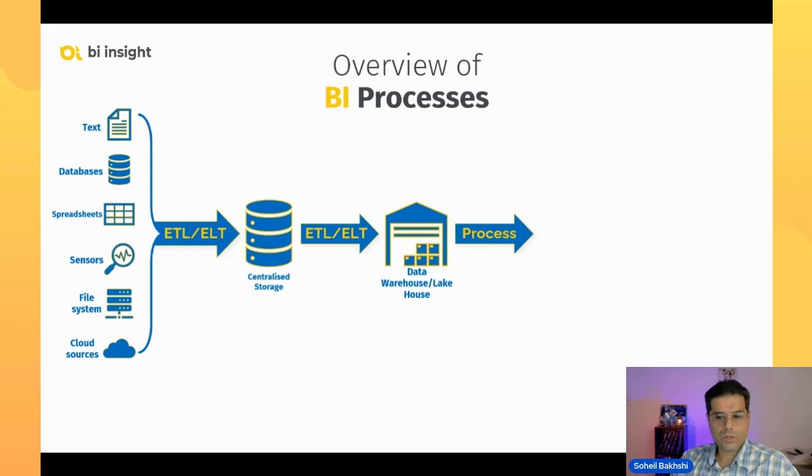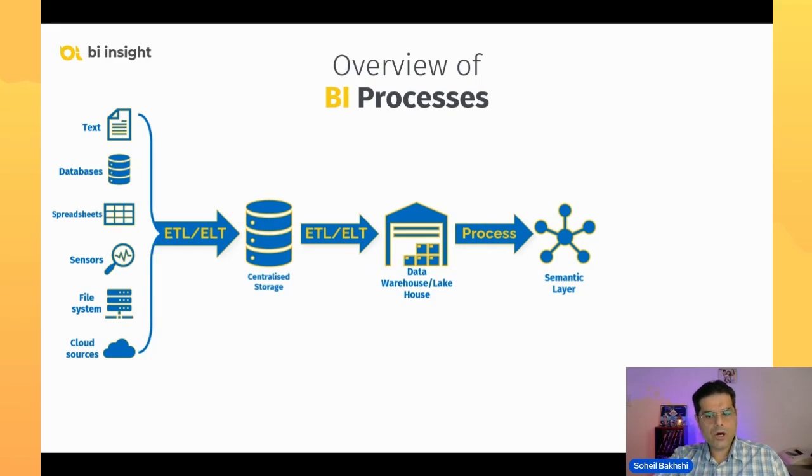The next layer would be the semantic layer. So we add yet another layer on top of our warehouse or lakehouse, and it is called the semantic layer. In this layer, as you see on the screen, the arrow is called process. We do not do a lot of data transformation in this layer. Rather, we process the data.